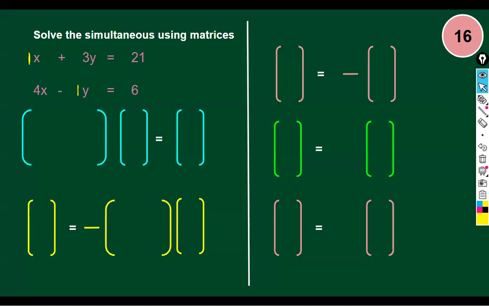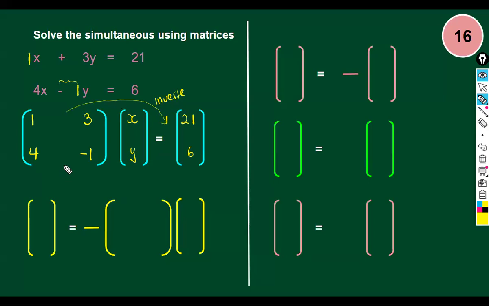So let's extract the values. It's 1, 3, 4, minus 1. You put an x here, you put a y here, 21 here, 6 here. Make sure you have the minus. This is minus 1, and make sure you have a minus sign there, or everything falls apart. So we have to take this matrix now and throw it across to get what? The opposite. Well, the inverse.